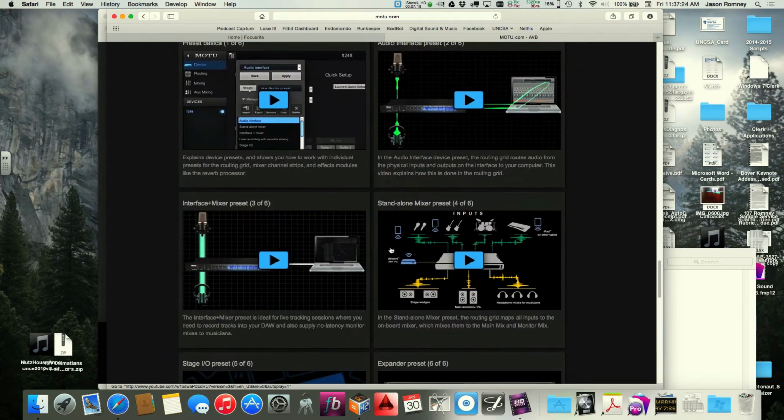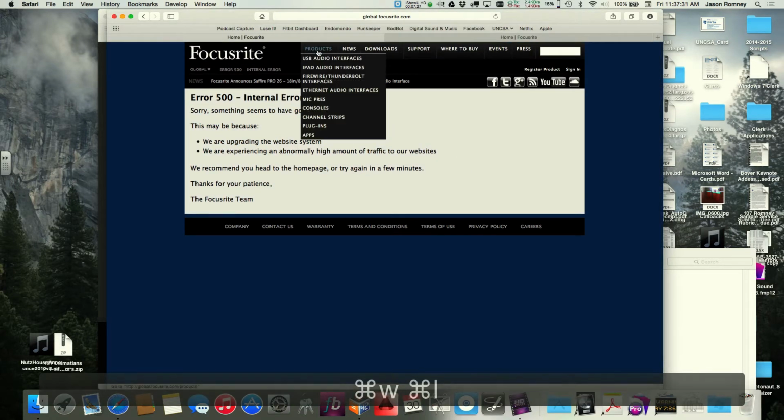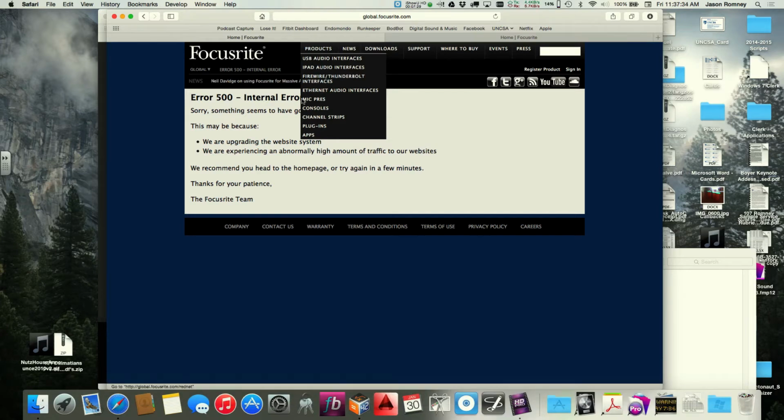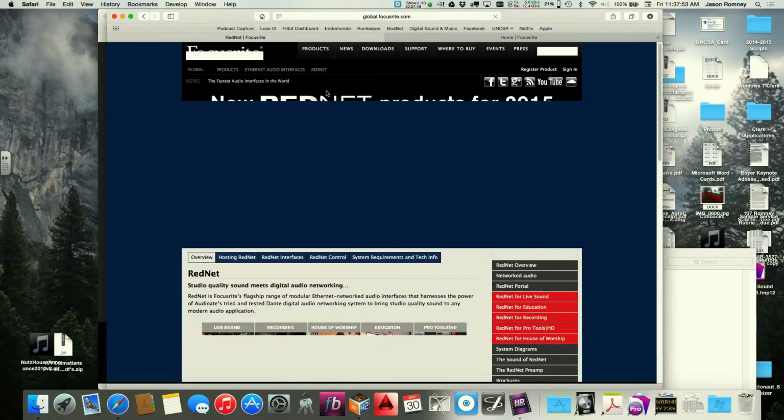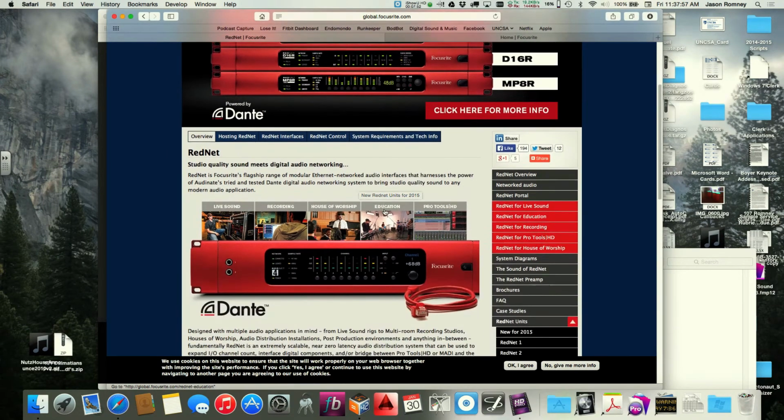That's one example. The nice thing about this is that you could actually have these devices talking to multiple things, right? So you could have multiple interfaces all around your room or whatever that are just pulling different streams off of this AVB network. So that's kind of interesting. It's still being developed. There we go, Ethernet audio interfaces. RedNet, there we go. Oh look, they've just come out with some new ones.